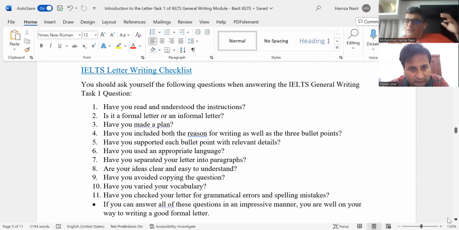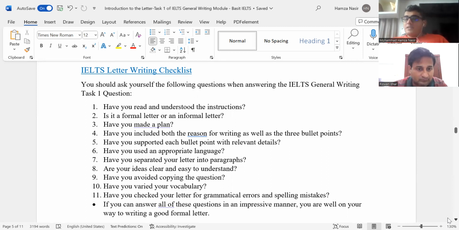Number 1, have you read and understood the instructions? जैसे वो चौथे केस में जो inform letter था, जो आपके शुरू में लग रहा था कि कुछ और है, right? Number 2, is it a formal letter or an informal letter? Most of the times, it's either formal or informal. Number 3, have you made a plan? Then, have you included both the reason for writing as well as the 3 bullet points? Have you supported each bullet point with the relevant details? Have you used an appropriate and professional language? Did you separate your letter into paragraphs? Are your ideas clear and easy to understand? They should not be vague or obscure, okay?